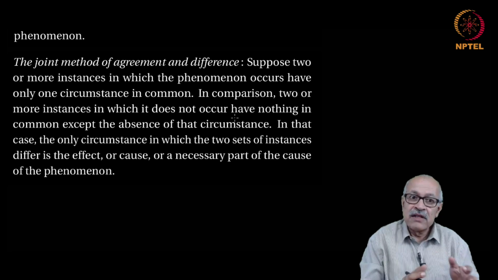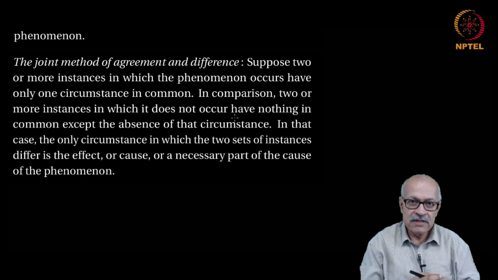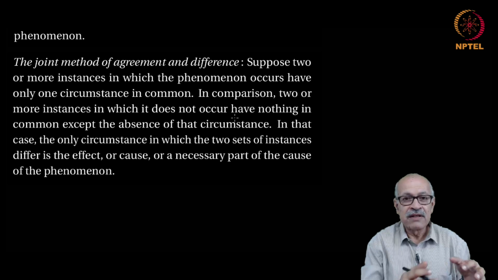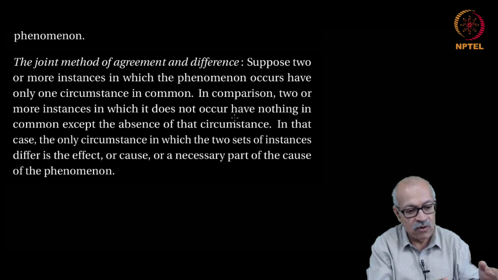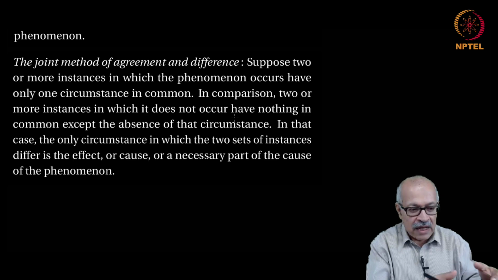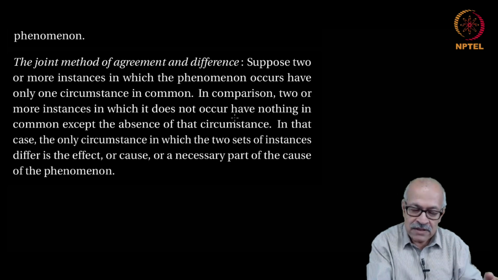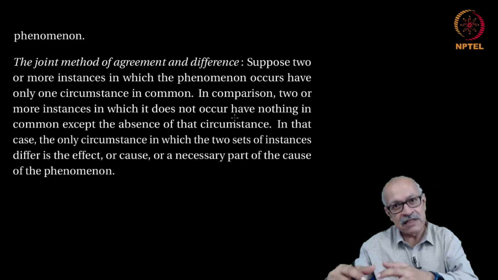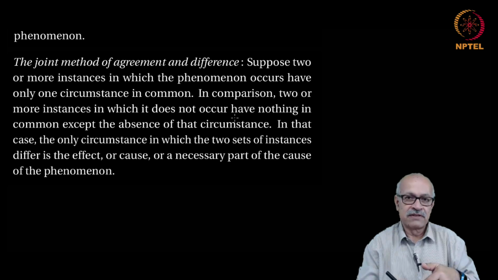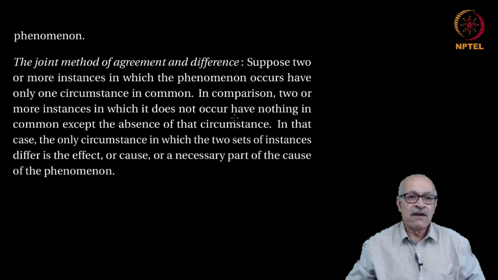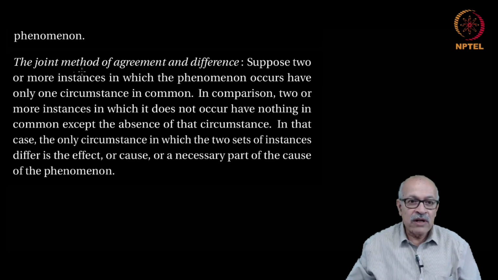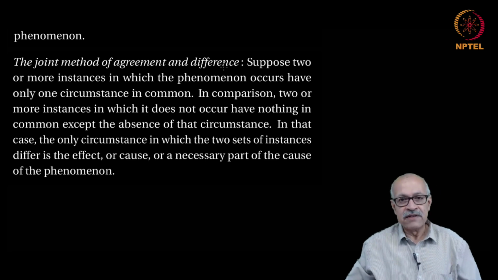So, in the joint method of agreement and difference, we take into account both: a number of situations where the event happens, and we look at the agreement; and a set of situations in which it happens and another set in which it does not happen, and we look at the difference. When all these are put together, then we can infer what the cause is, and that is the joint method of agreement and difference.